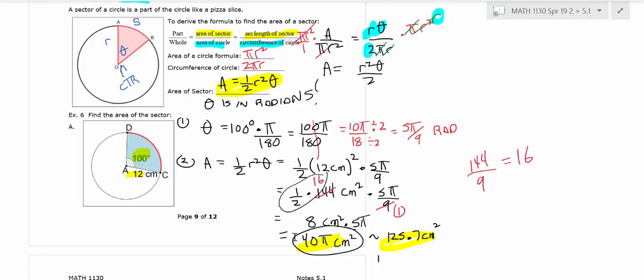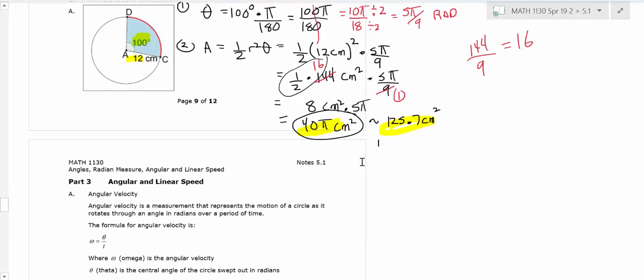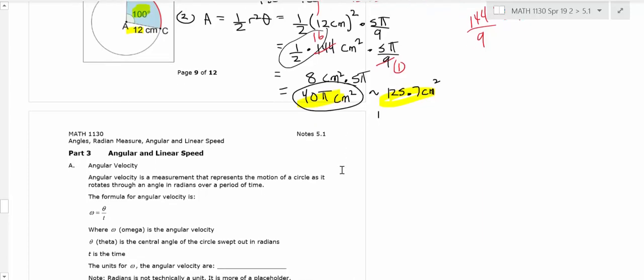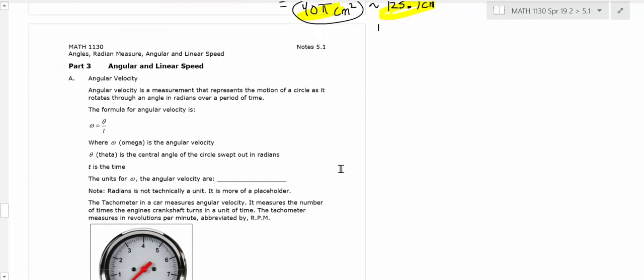Okay, the last part of this section sometimes can be a little bit harder for students. This is some physics applications. Still just kind of looking at angles. And what we're going to look at is angular and linear speed. And this really will help you make sense of why we have radians, why we need to understand that angles can get bigger than 360 degrees and so forth.